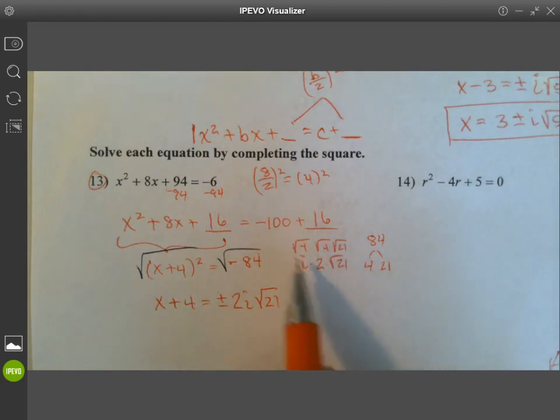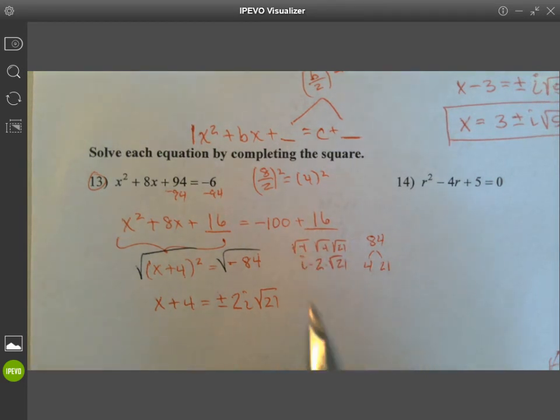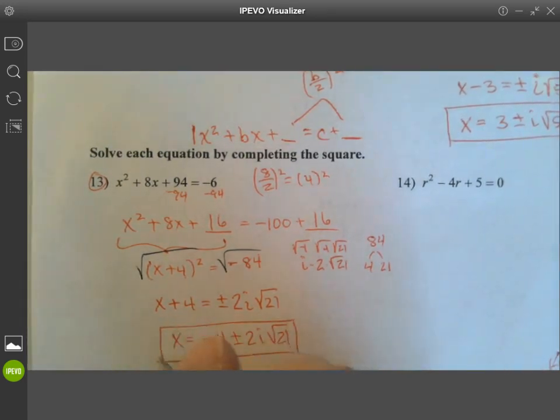So if this helps you, do it off to the side. The only new thing is the square root of negative 1. And honestly, I think that's the easiest part of all this now. Like that should be boom, I know I have that i. To finish it, we're going to subtract 4. So x equals negative 4 plus or minus 2i square root 21. That is it. You cannot go further.